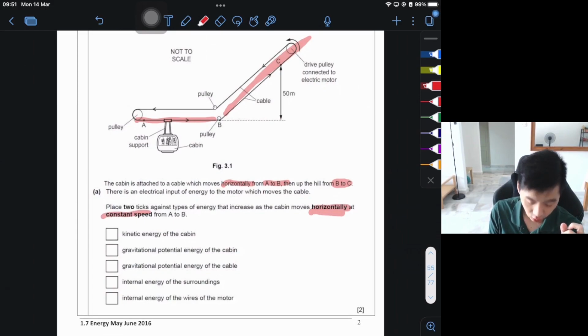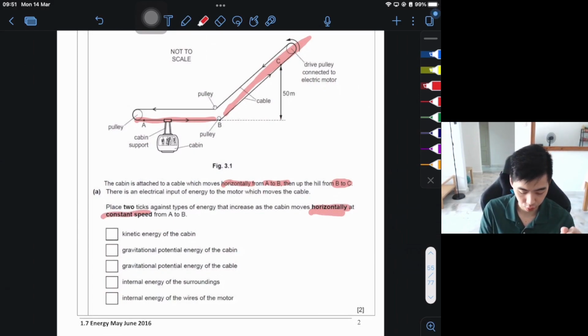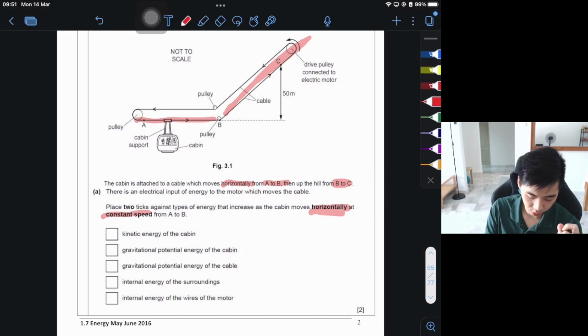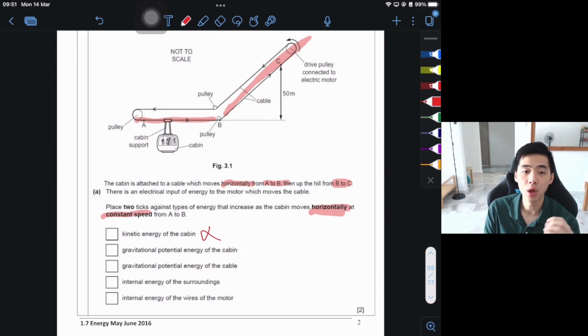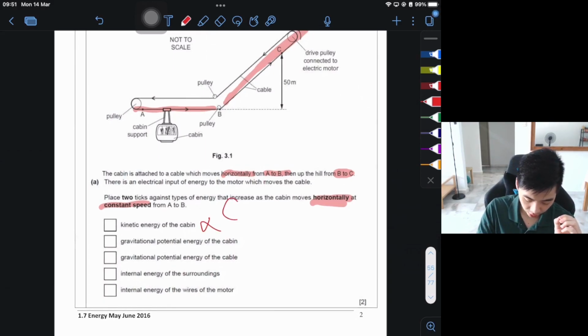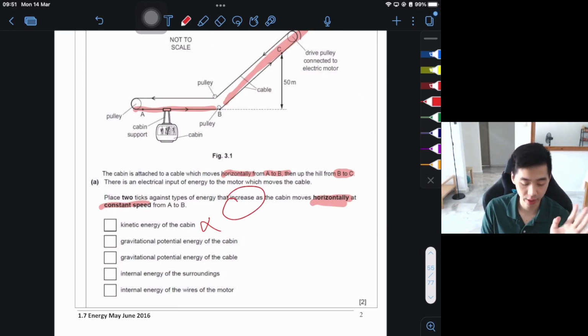horizontally at a constant speed. Which energy is going to increase? Now the first option here, they give you the kinetic energy of the cabin. This is definitely not true. Why? Because while it is moving, it will have kinetic energy, but since it is moving at constant speed, it did not have an increase in the kinetic energy. So the first one is not an option.